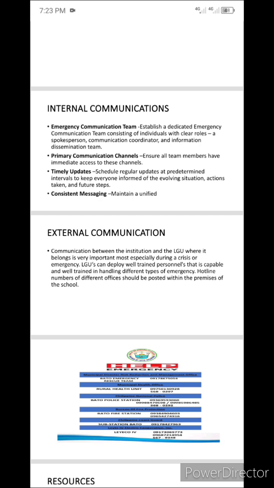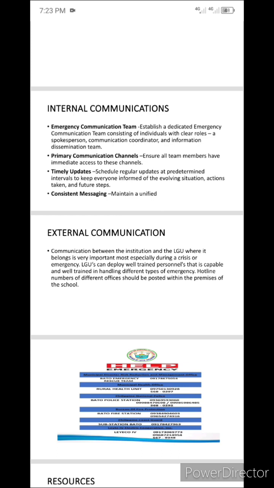So, good day, everyone. As Cherry Faith Gozon talked about in her report, we have 10 elements of a crisis management plan, and she talked about the first five. And now I will be the one reporting the rest of the elements from 6 to 10. Now we have the sixth element of the emergency plan, which is internal communication.